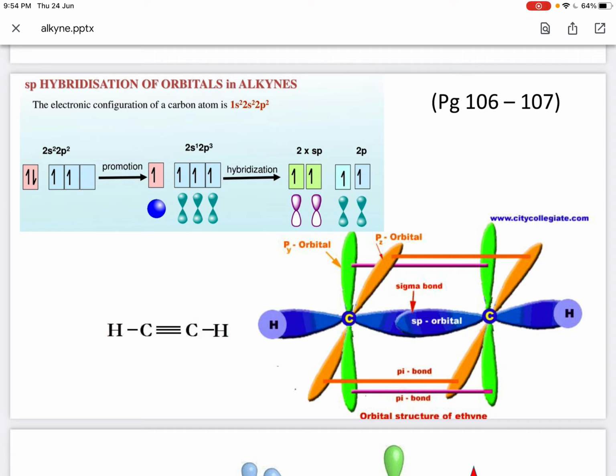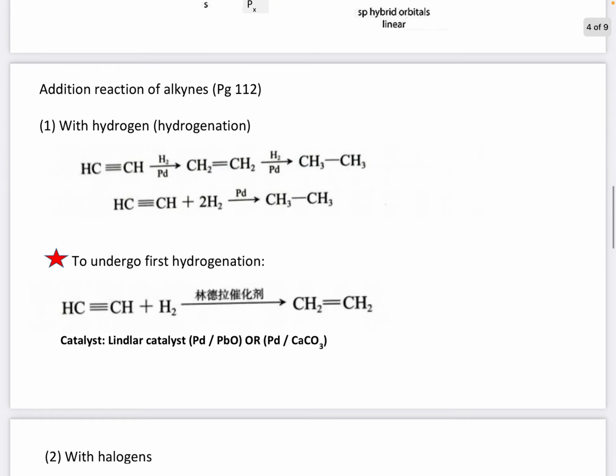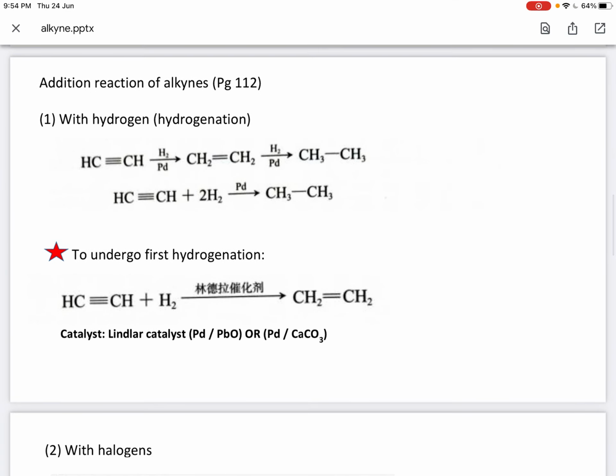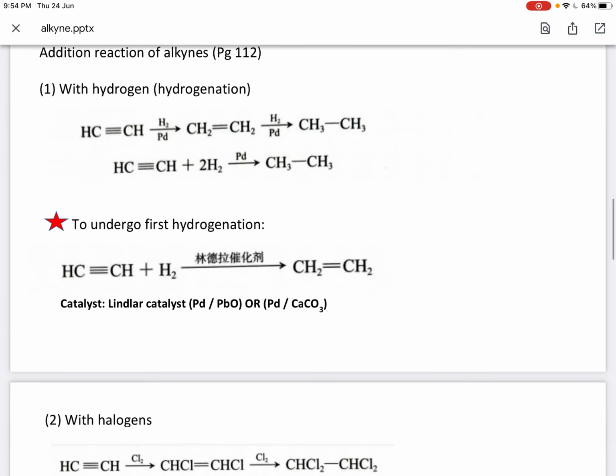In alkane they only have sigma bonds, while alkenes have one sigma bond and one pi bond. Alkynes have one sigma bond and two pi bonds.